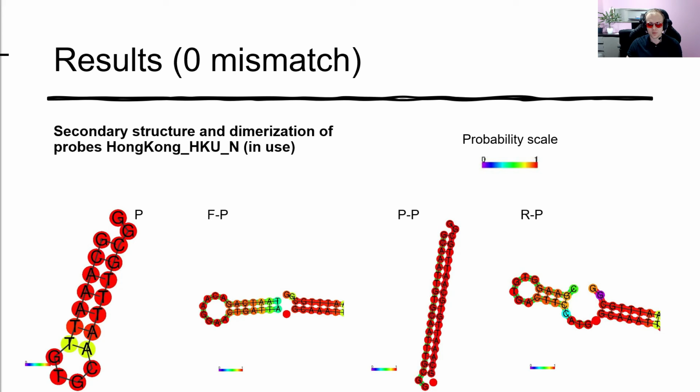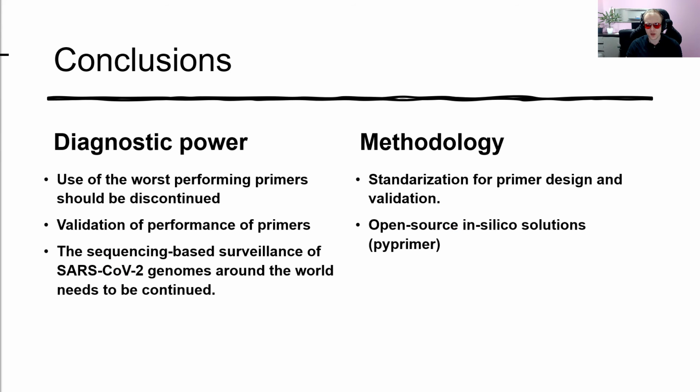The example of the most problematic structure lies outside of the US CDC group. The structural corruption of the probe of Hong Kong University N gene set is clearly visible just by its standalone structure, but the homodimer of the probe really highlights its magnitude. These observations are leading to the following conclusions.